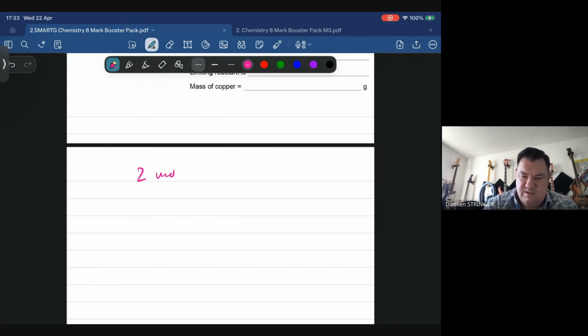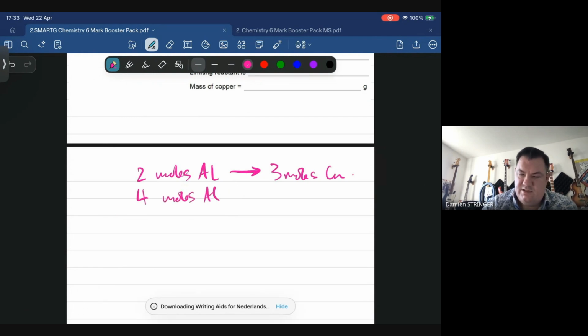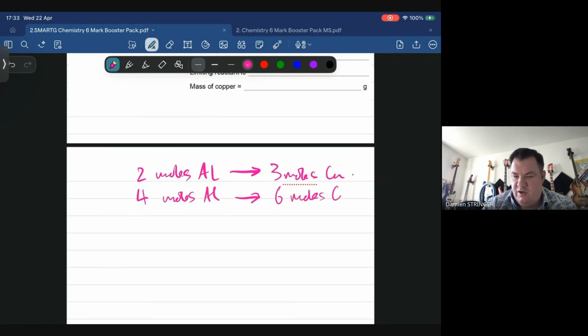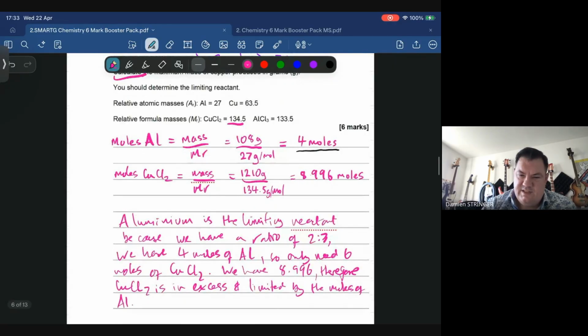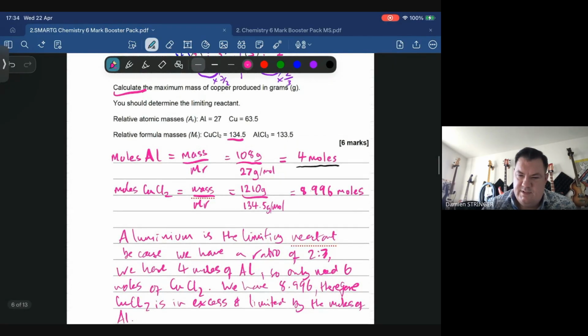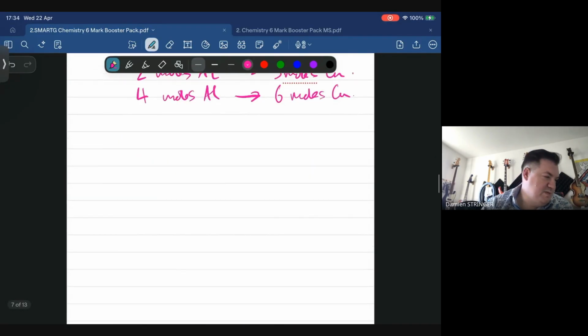So 2 moles of Al would give us 3 moles of Cu. We've got 4 moles of Al, so that would give us 6 moles of copper, wouldn't it? Yeah. So this is time to just use moles equals mass over MR.